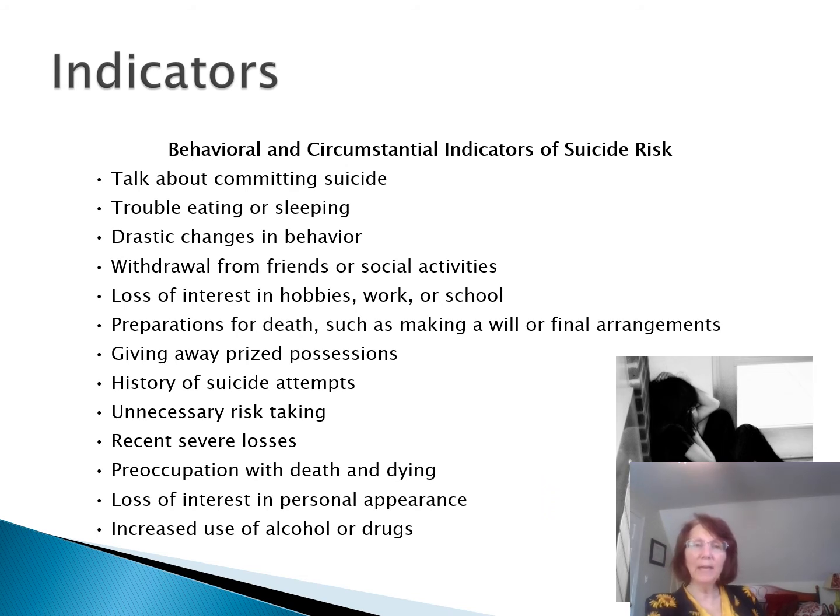So there are some behavioral indicators and circumstantial indicators of suicidal risk. Do they talk about committing suicide? Do they have a lot of trouble eating or sleeping? Have they had drastic changes in behavior, withdrawal from friends or social activities, loss of interest in hobbies, work, or school? Do they prepare for death, such as making a will or final arrangements?